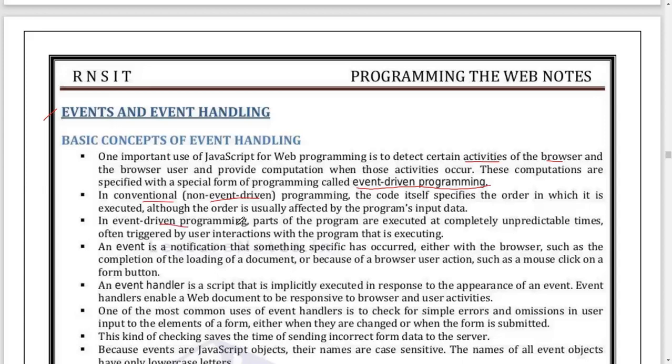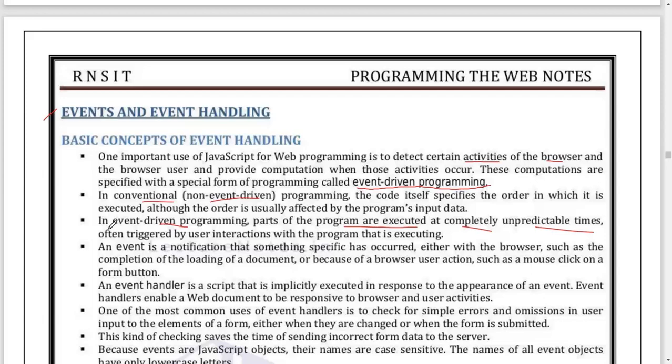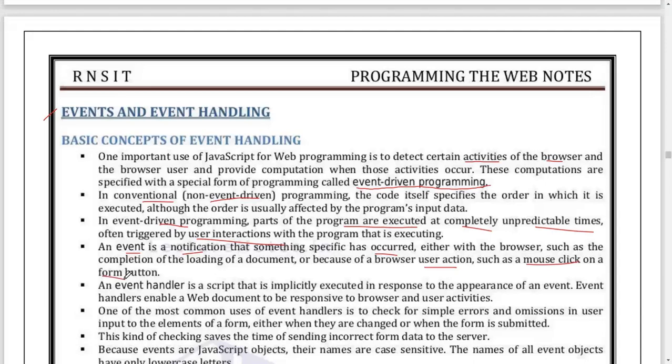So in event driven programming, parts of the program are executed at completely unpredictable times, often triggered by the user's interaction. Based on the user interaction, it is going to call the function. That is the basic meaning of event driven programming. An event is a notification that something specific has occurred on the browser, like the user performing an action such as a mouse click or key press, or scrolling up, switching from one browser to another, or closing the browser. All those things are events.